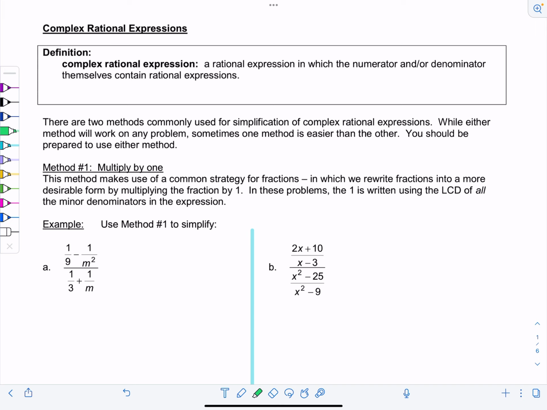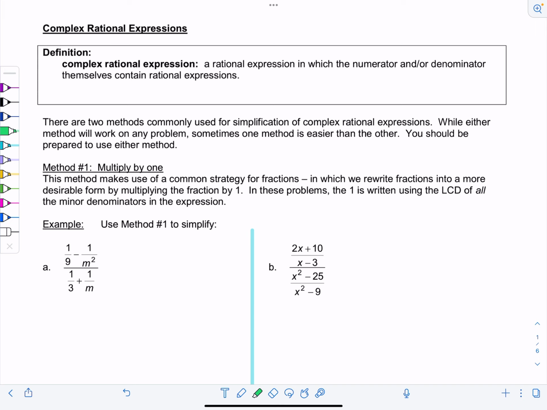So there's two different methods that are commonly used for simplification of complex rational expressions. Either method will work on any problem, but sometimes depending on what sort of rational expression you're working with, one method's going to be easier than the other. So it's good to know both. That way you can use them appropriately in any circumstance.